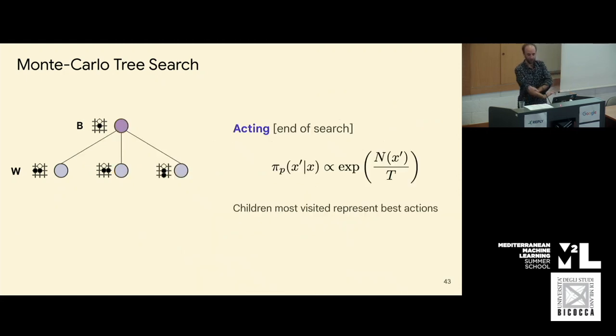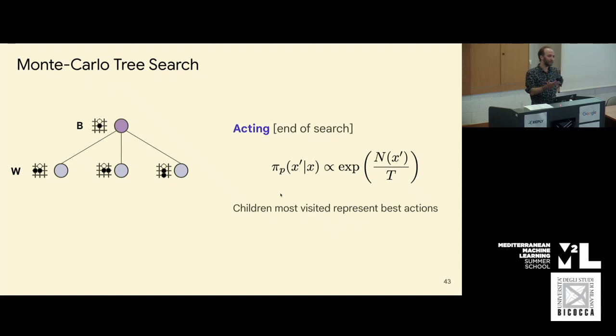OK. At the end of the search, though, we need to finally act. I've built this whole complicated tree, and I need to decide, well, I'm not going to act according to the prior, but otherwise nothing new happens. I already had the prior, so I need to be better than the prior. I need to use my search. And the intuition you get is that based on the PUCT formula, the children that are most visited represent the best actions. They are the ones that we think are leading to successful outcomes. So we take those visit counts for the children of the root node, I apply a temperature, and I do a softmax. And I sample according to that. And so that policy, I will call the posterior policy.